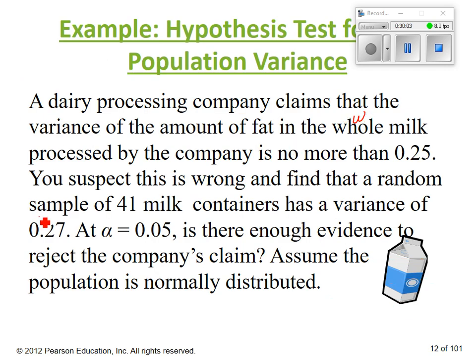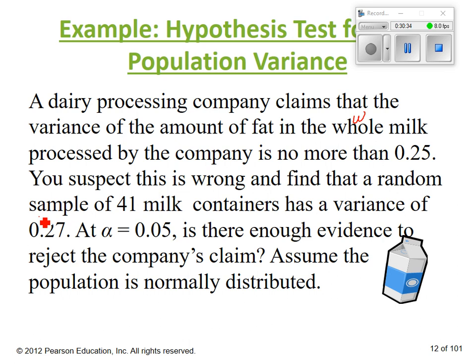All right, on this problem, it says a dairy processing company claims that the variance of the amount of fat in whole milk processed by the company is no more than 0.25. You suspect that this is wrong and find a random sample of 41 containers. It has a variance of 0.27 at a level of significance of 0.05 or 5%. Is there enough evidence to reject the company's claim? Assume that the population is normally distributed.